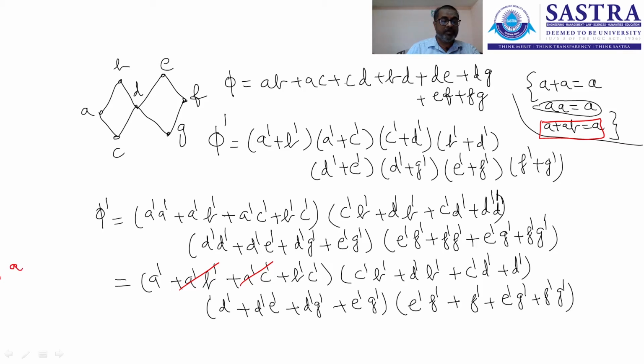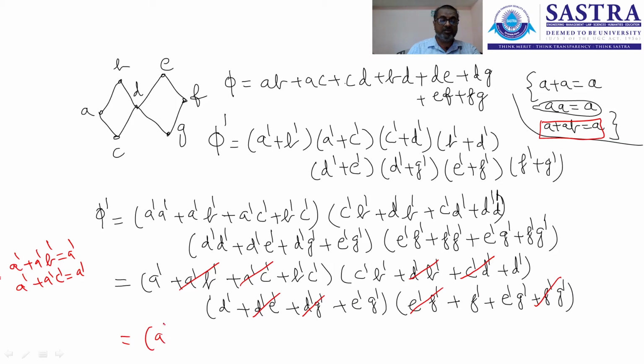Okay, A' + A'B' is equal to A', and A' + A'C' is equal to A'. So I have struck out these two. Similarly here, I have D': C'D' will go, D'B' will also go. Here, D'E' gets eliminated, D'G' also gets eliminated, and here I have F', so E'F' and F'G' get eliminated.